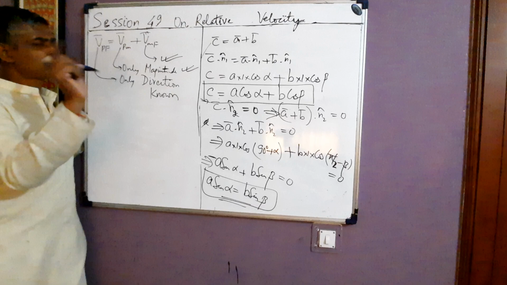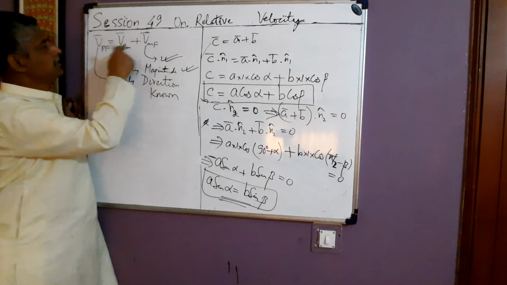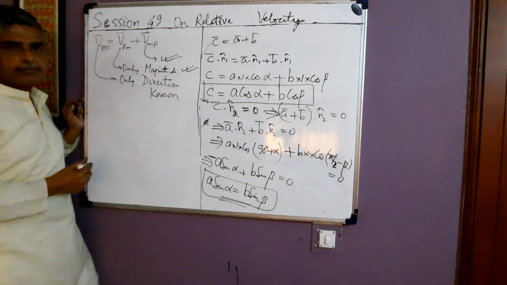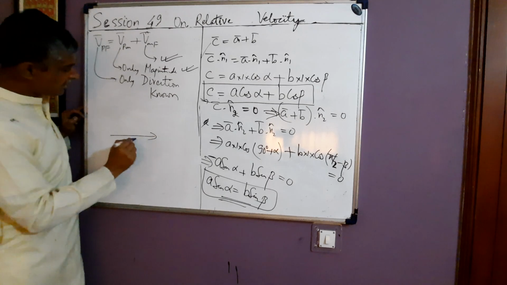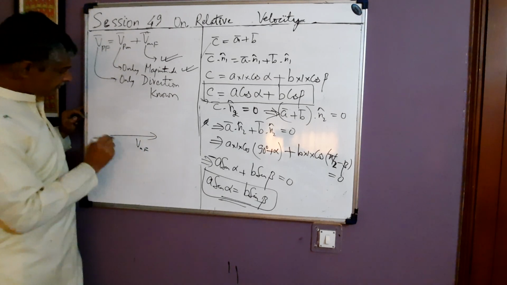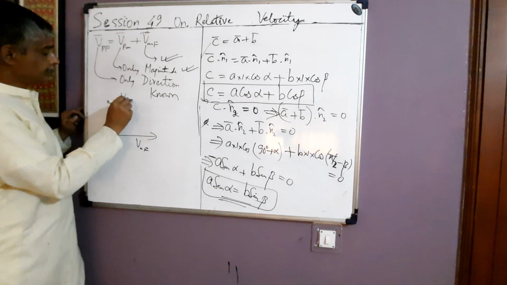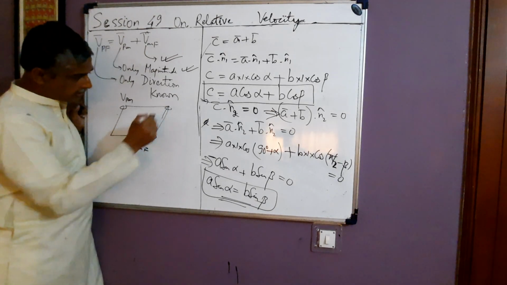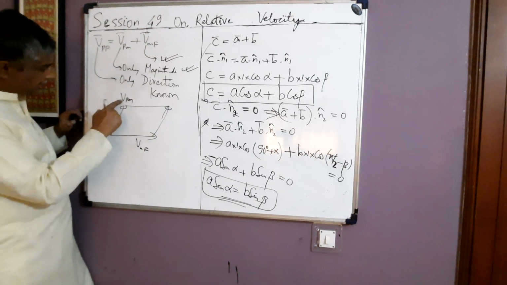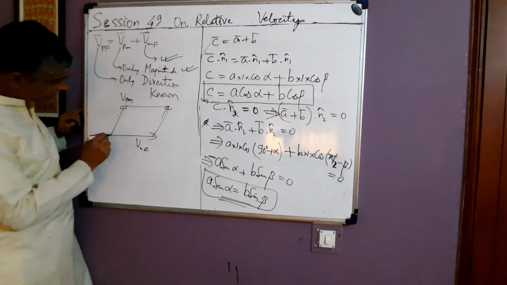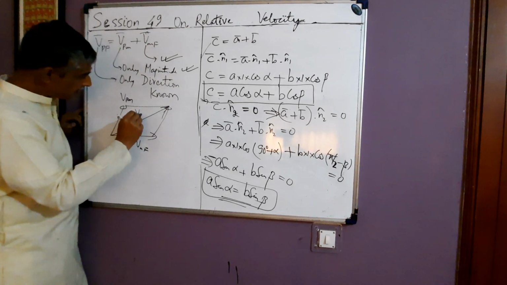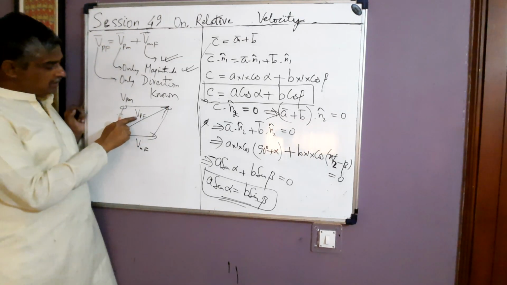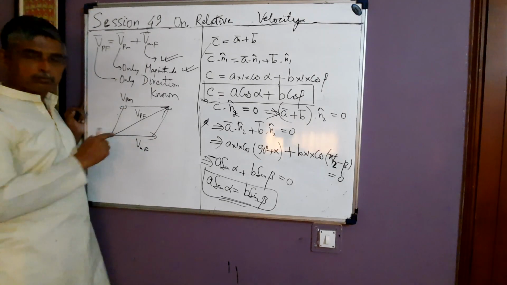Suppose for the time being we assume that these two vectors are known. Then how do we draw VPF? We draw the arrow for VMF, we draw the arrow for VPM, then with these adjacent sides we complete the parallelogram. We draw the diagonal of this parallelogram from the common tail of these two vectors. This is the vector VPF. So VPF is drawn in this way, assuming these two are known.